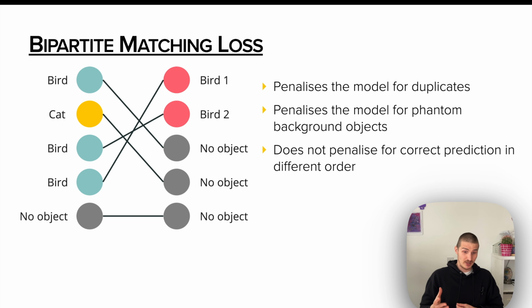In the same way, it will penalize the model for predicting phantom background objects because the loss has to match, for example, a cat that is not on the picture to no object, which again incurs some loss. But it does not penalize for correct prediction in different order. So if the model just decided to predict this bird with this head and this bird with this head, or in reverse, still, if it predicted both birds correctly, then the total loss is small.